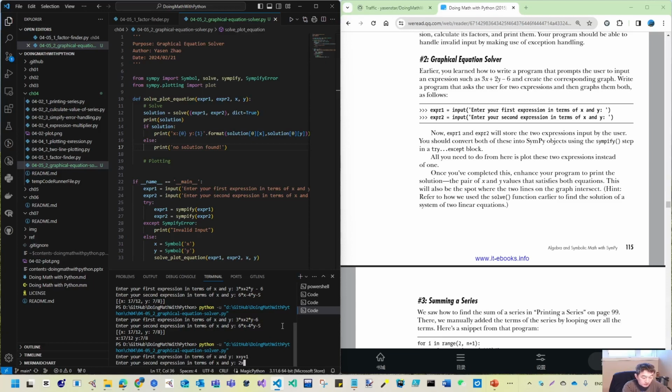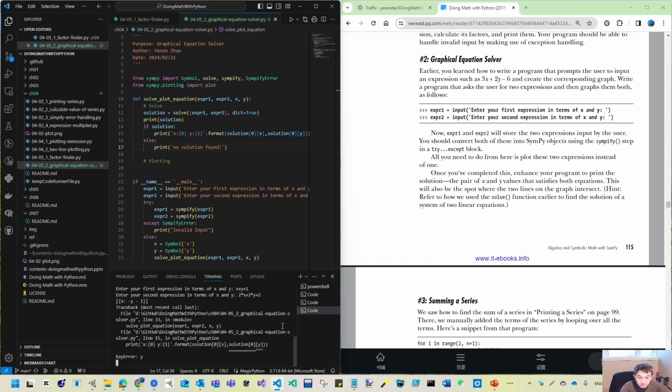And this, let's see, 2 times x plus 2 times y plus 2. Solution 0 y, so key error. So let's see, 2 times x is not, so the no solution found. So line here, solution 0 y. I think for this one we don't have the y, so key error. Key error is here is y. Let's see what's the key error.